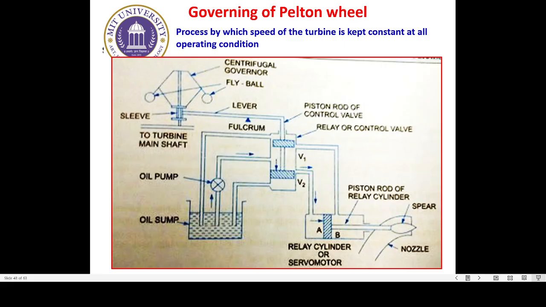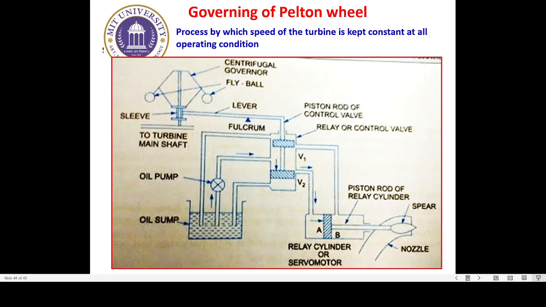This downward motion of the rod closes the valve V1 and opens the valve V2. Valve V2 is open, valve V1 is closed. Then the oil pumped from the oil pump and admitted to the control valve, or relay valve, will flow under pressure through the valve V2 to the servo motor and exert a force on the left face, that is, the face A of the piston of the relay cylinder. So force will be exerted on the rear side of this piston, that is, on the side A.